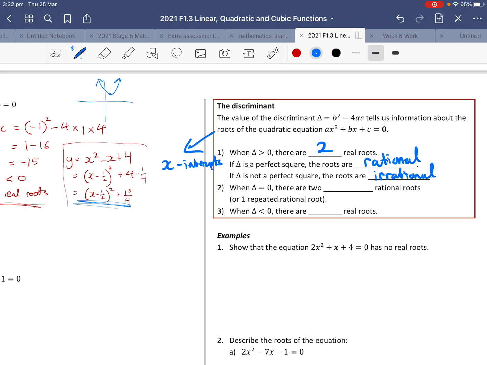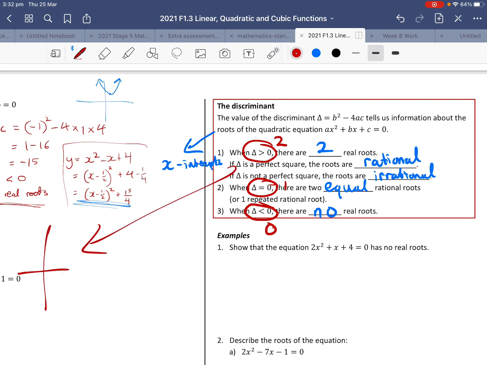When the discriminant is equal to 0, there are two equal rational roots, or one repeated rational root. And when the discriminant is less than 0, there are no real roots. So I guess what we're saying is if it's greater than 0, it's going to cross the axis twice. If it's equal to 0, it's going to cross it once. And if it's less than 0, it's not going to cross the axis.